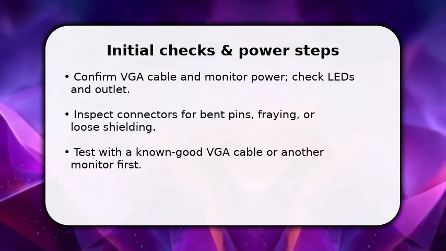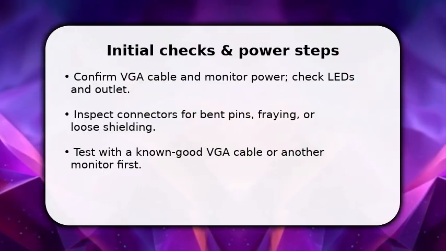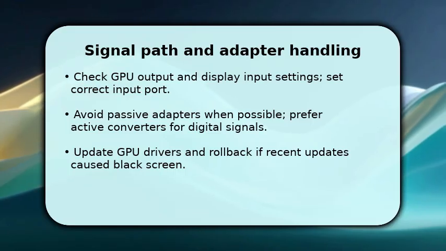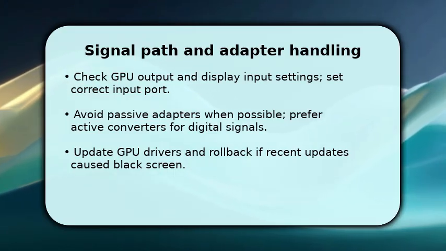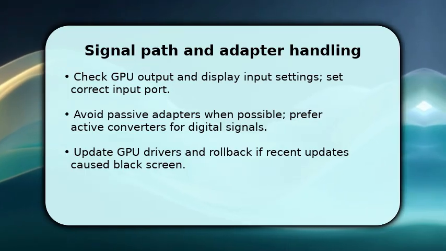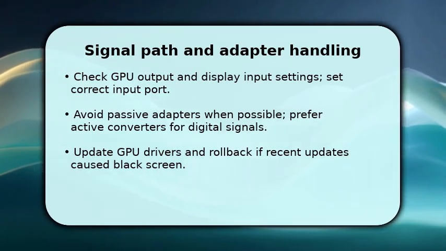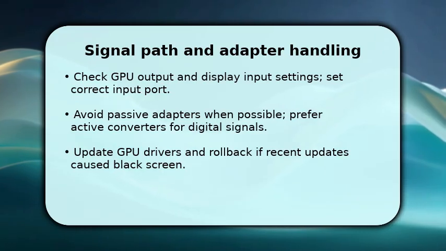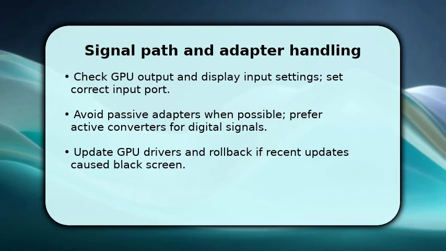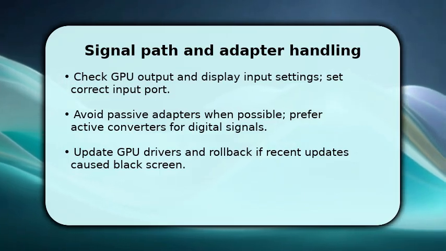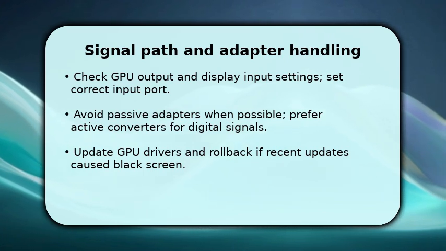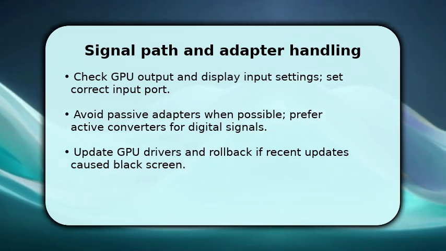Once you know the cable and ports look good, follow the signal path through adapters and drivers. You must confirm the monitor is set to VGA input and the GPU is outputting analog. Use the display's input menu. If you're using adapters, DVI to VGA or HDMI to VGA, choose an active converter rather than passive dongles because analog/digital conversion needs power. Make sure your graphics drivers are current. If the issue started after an update, roll back the driver and reboot to test.